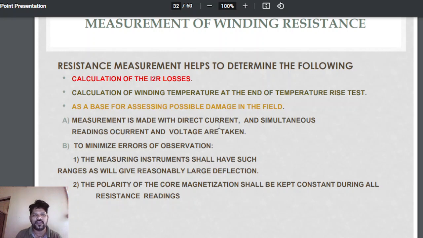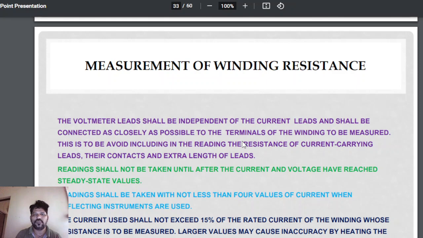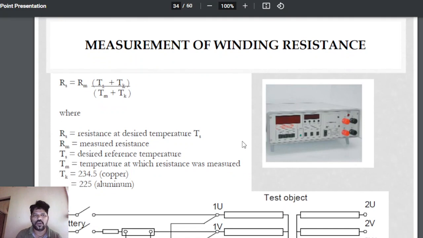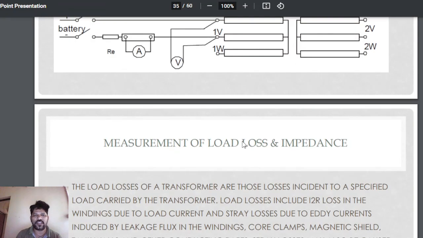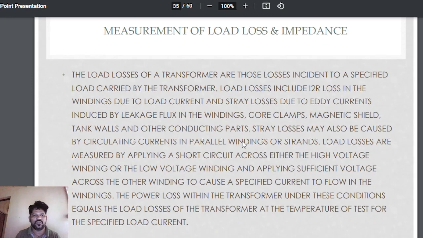Measurement is made with direct current, and simultaneous readings of current and voltage are taken to minimize errors of observation. The measuring instruments shall have such a range as to give reasonably large deflections. The polarity of the core magnetization shall be kept constant during all resistance readings. So we'll find the measurement and see whether those readings are matching with the factory test or not. We have to compare.